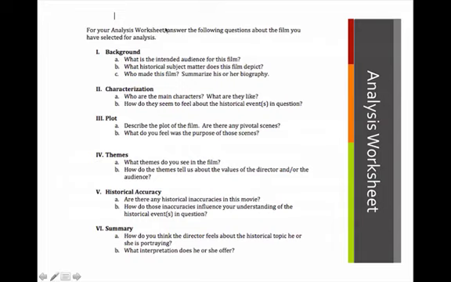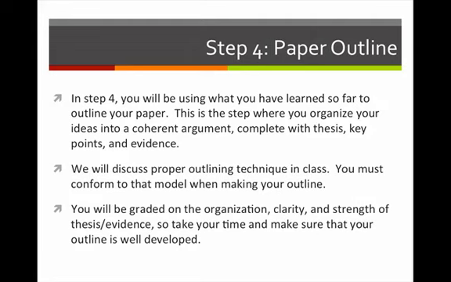Please note that you'll be identifying things like background, the main characters, the plot, the theme, historical accuracy, and then an overall summary. These are just designed to get you to think harder and more critically about the film or book. In Step 4, you're going to take the evidence that you have amassed and the thesis that you have identified and organize your ideas into a coherent argument.